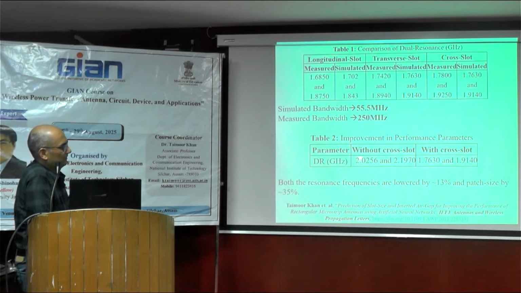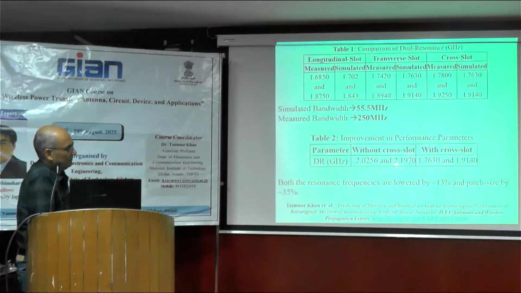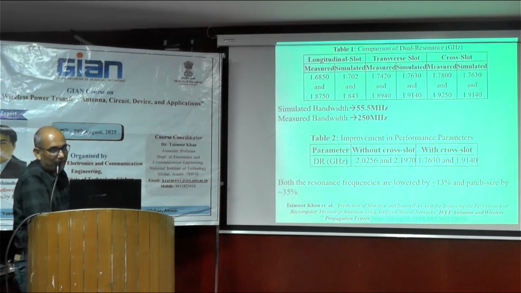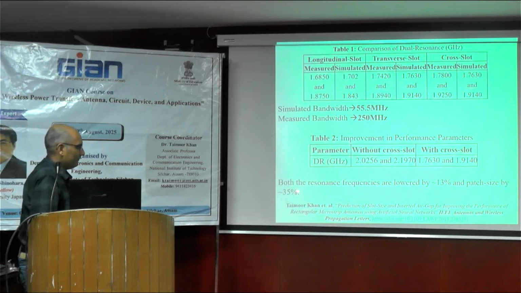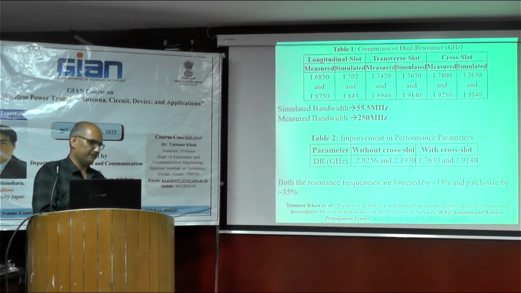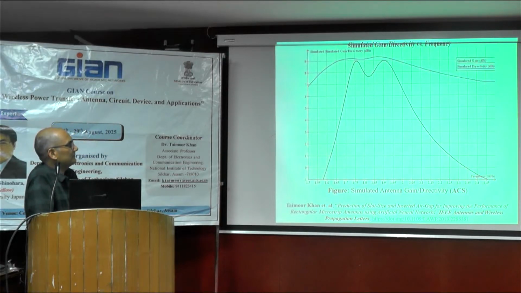Dual resonance without slot is 2.0, and with the cross slot it is that one. It means you are getting compactness in the structure: both frequencies are lowered by 13%, which creates a compactness of 35%. Here is the gain and directivity performance corresponding to these points. This was the first resonance and the second resonance.